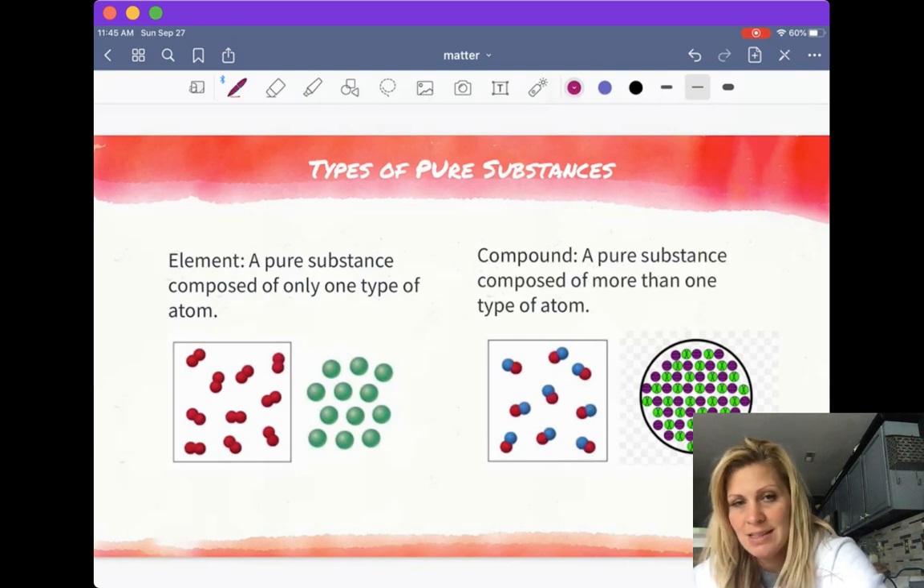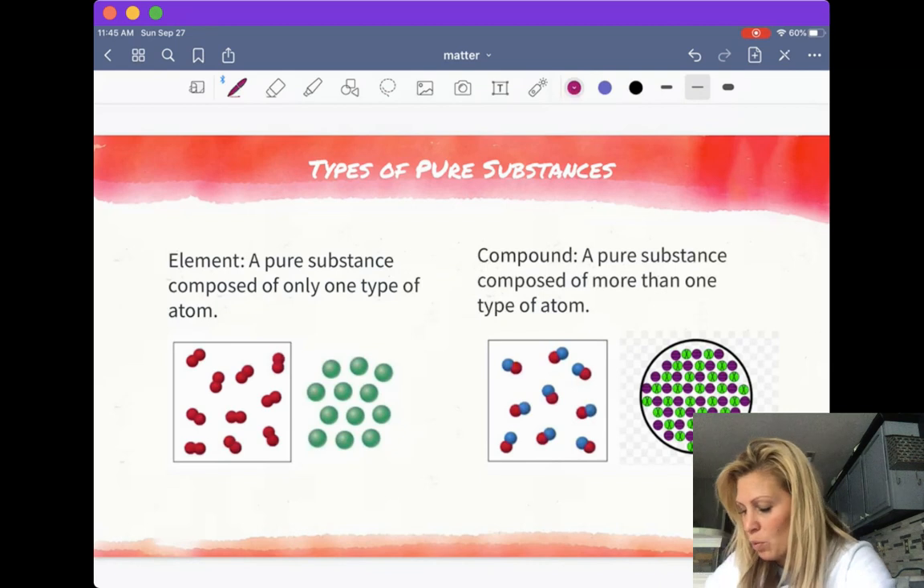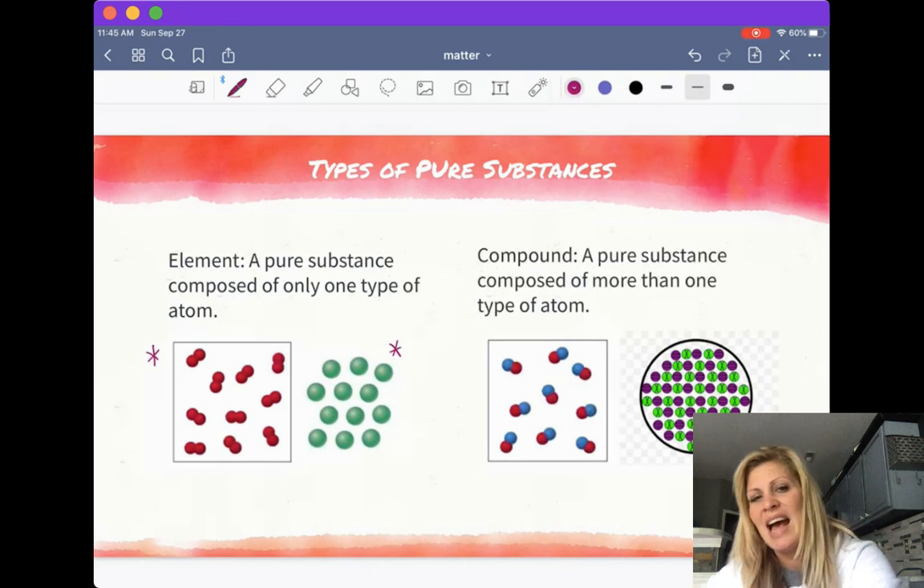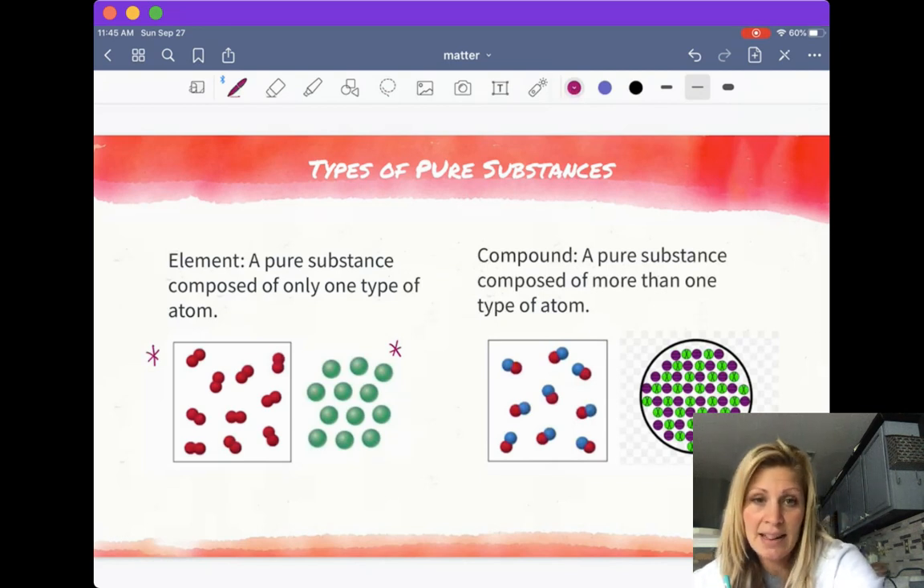We can identify this in a particulate diagram by looking at the dots. Here we have two examples of elements. We have the one on the left with the red dots, and we have the one on the right with the green dots. Looking at the green dotted one first, you can see that it's easily classified as an element because we only have one type of atom, these green atoms. I don't know what they represent, doesn't matter, but we only have one type and there's nothing physically attached to it. All right, so that is an element.